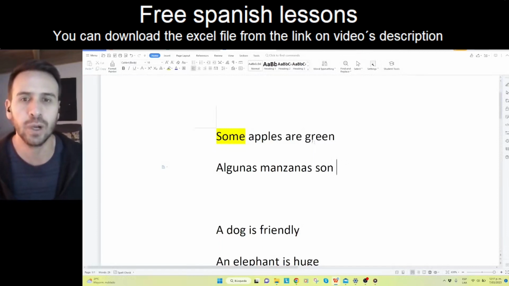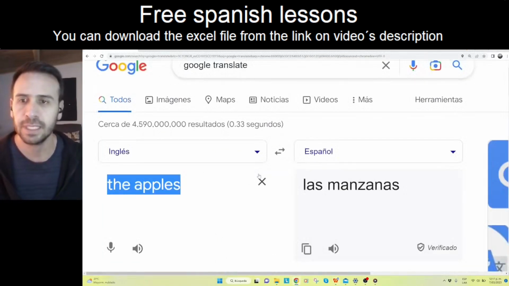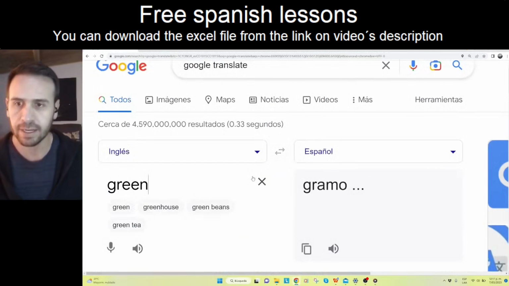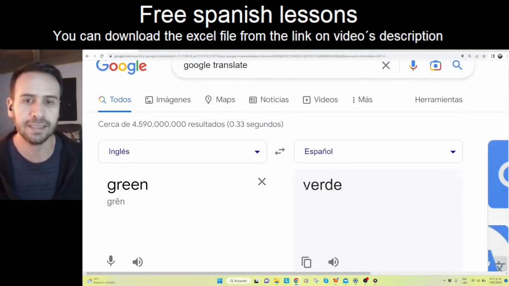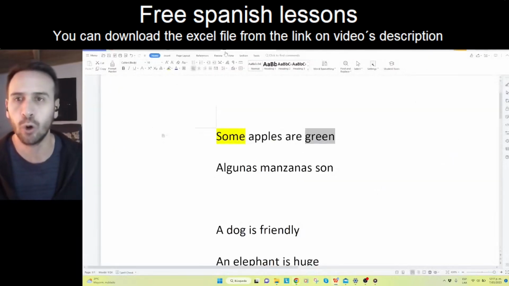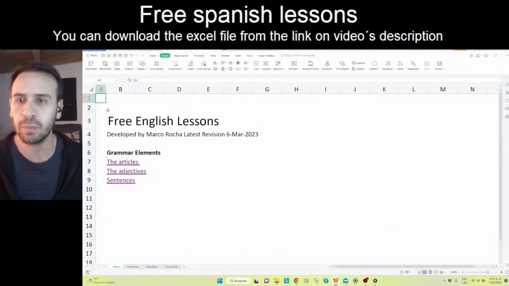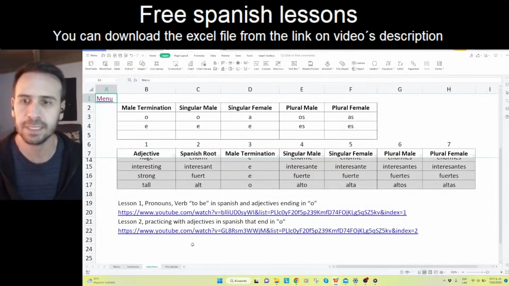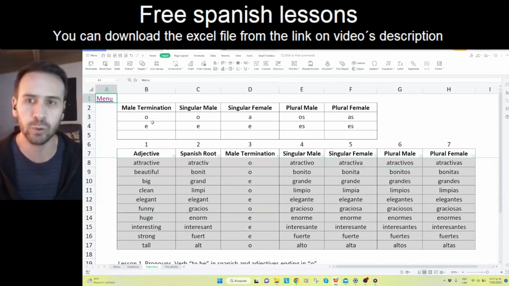And then you have the adjective green. Okay, let's find out here green, and they tell you that the adjective is verde in Spanish. So you go back here, go to the menu, go to the adjectives, and we have two rules here that we have studied so far.